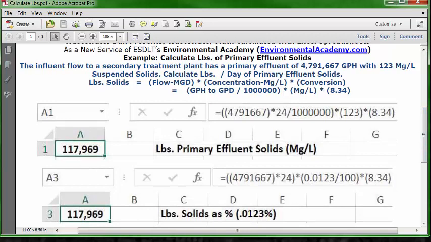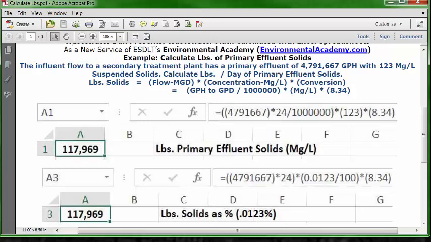if you go to row 3, and in C3, you type in pounds of solids with a percent, and then we're going to use a percent of 0.0123, which is what we calculated below. So now what we have is the same basic formula that we had above, except the 1 million is not included in the gallons. Instead, it's included in the conversion.